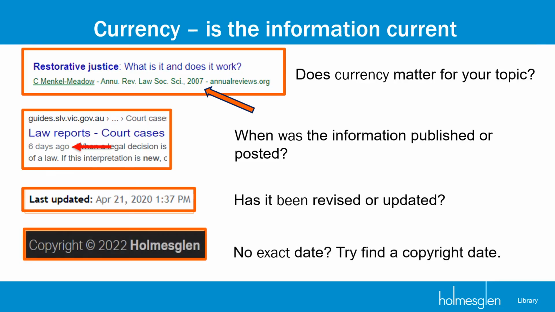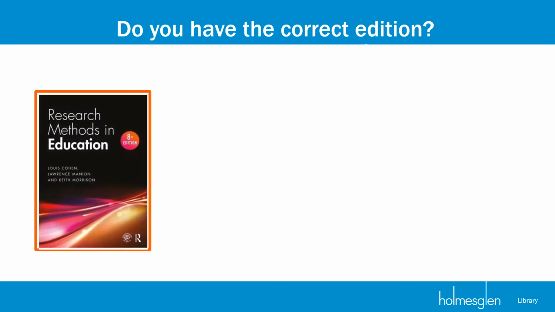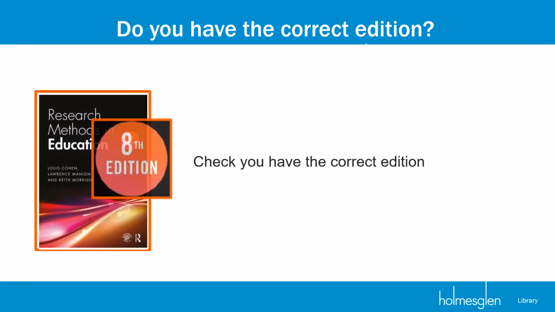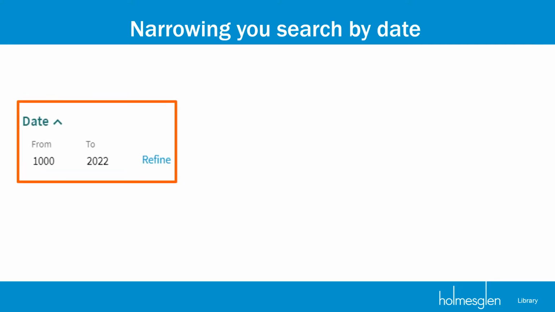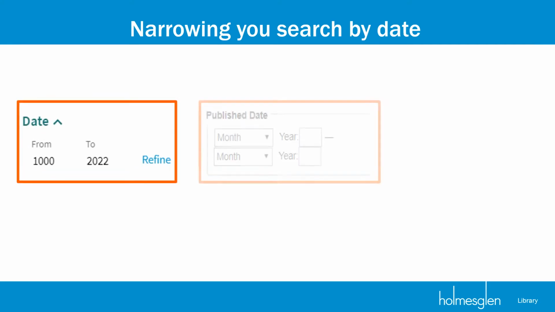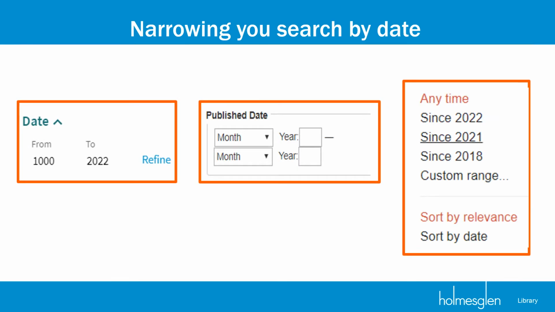Or if there is no exact date, then try to locate the copyright date, which is usually at the very bottom of web pages. If the information is in a book, you should check that it is the correct edition. Your reading list or course book should tell you which edition you should be using. Library Search, many of the databases, and even Google Scholar have an option to help you narrow your search results by date.